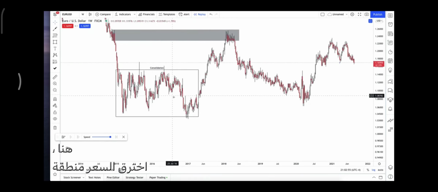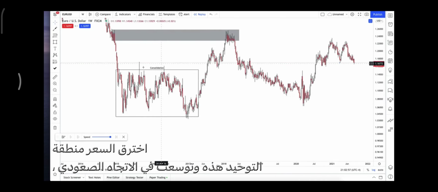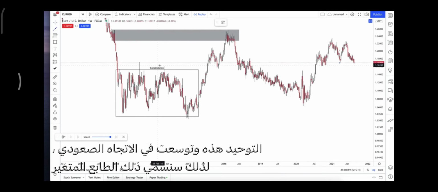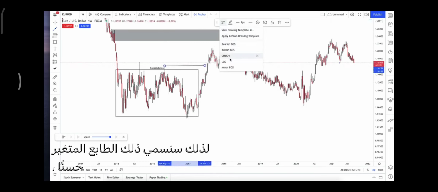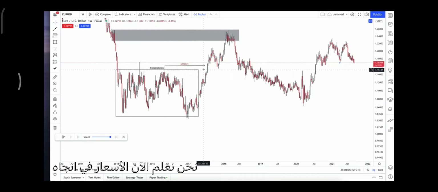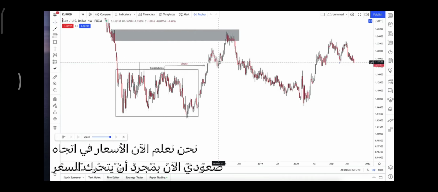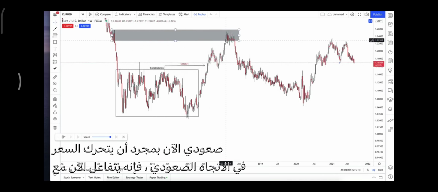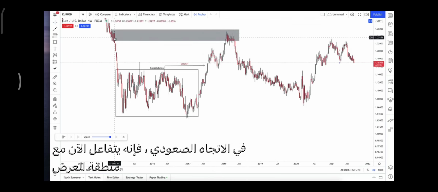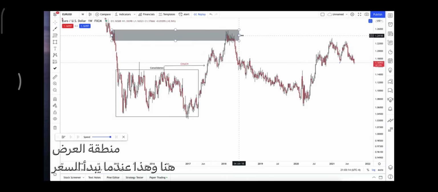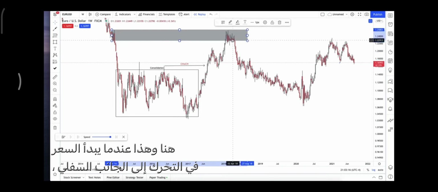Price broke out of this area of consolidation and expanded to the upside, so we'll call that a change in character, right? Now we know price is in a bullish sentiment. Once price moved over to the upside, it has now reacted off an area of supply right over here. That's when price started to move over to the downside.